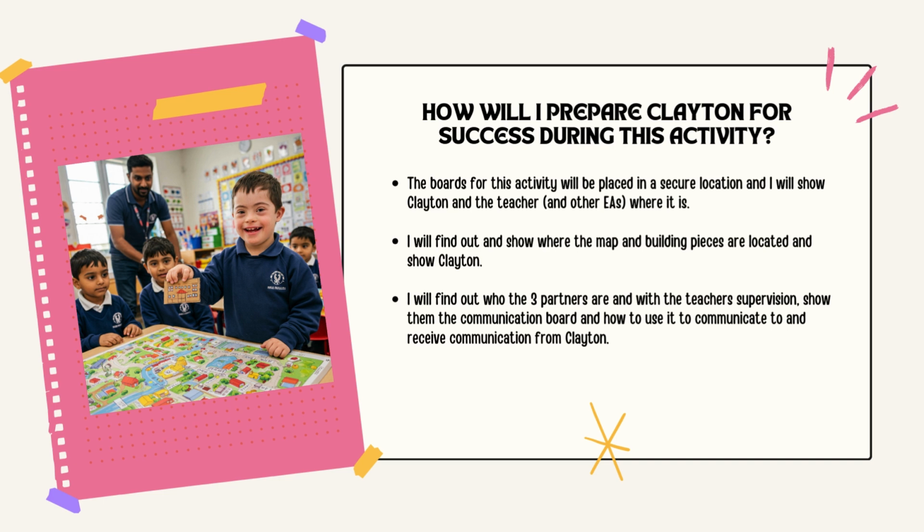The boards for this activity will be placed in a secure location and I will show Clayton and the teacher, and other EAs, where it is. I will find out and show where the map and building pieces are located and show Clayton. I will find out who the 3 partners are and with the teacher's supervision, show them the communication board and how to use it to communicate to and receive communication from Clayton.